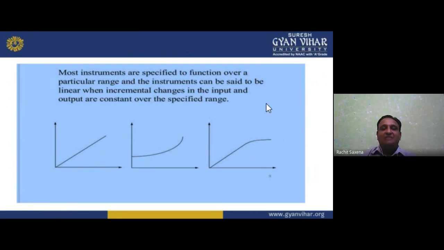So we have instruments with a linear form. Most instruments are specified to function over a particular range, and an instrument can be said to be linear when incremental changes in the input and the output are constant over the specified range. I hope you understand.